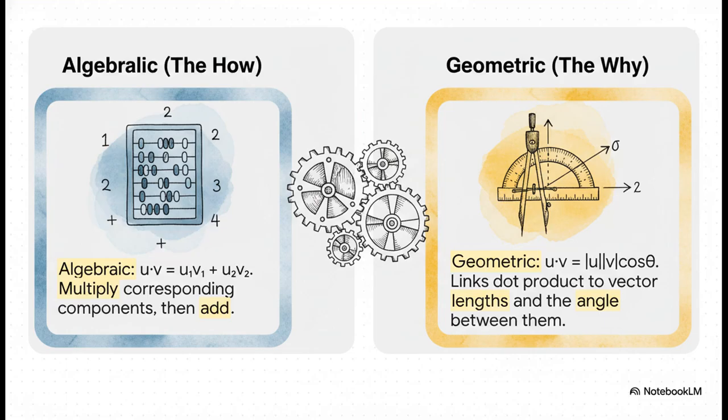Okay, so the dot product kind of has two personalities. On the one hand, you've got the algebraic way of looking at it. This is the how-to. You just multiply the matching components and then add them up. Super simple. But on the other hand, you have the geometric definition. This tells you why it's so useful. It shows us that the dot product is really just the lengths of the vectors multiplied together times the cosine of the angle between them. And here's the magic. These two things are equal. That connection is what makes the dot product such a powerhouse.